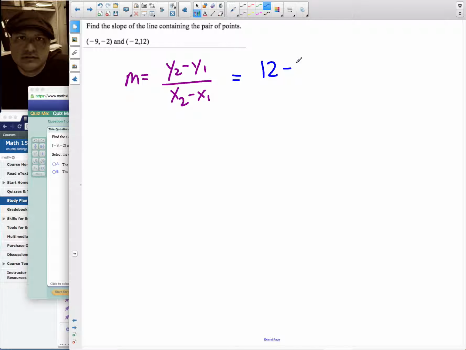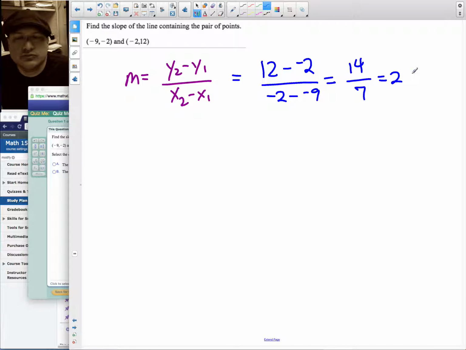minus negative 2. On the bottom we have negative 2 minus negative 9. So they're just going to try to trick you up with the signs here. Now remember, you can use your calculator too. This is 12 plus 2 is 14. Negative 2 plus 9, so this is like 9 minus 2 is 7. So the slope is going to be 2.